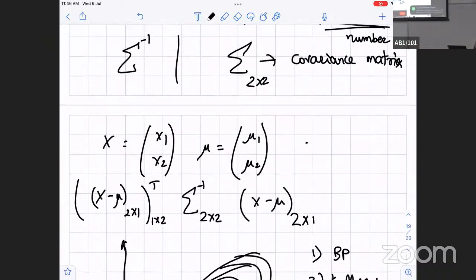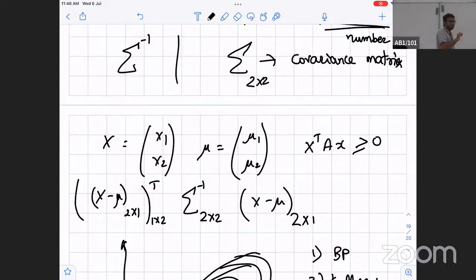Matrices which have the property that x transpose Ax is always greater than or equal to 0 are called positive semi-definite. Sigma is a positive semi-definite matrix. So this number over here is always going to be greater than or equal to 0.